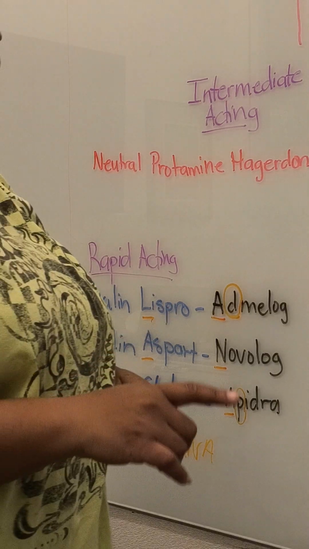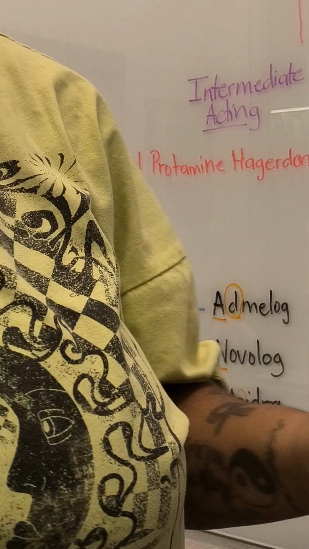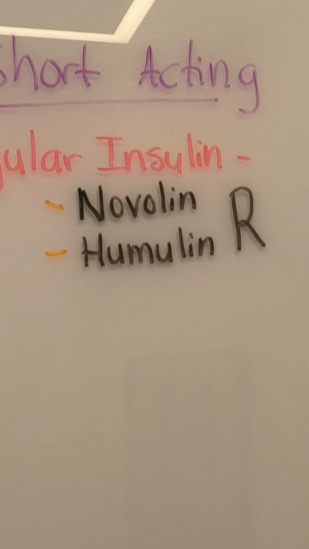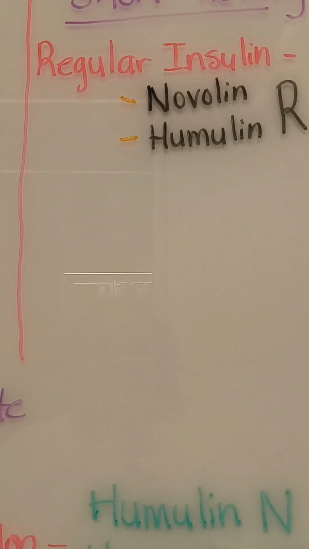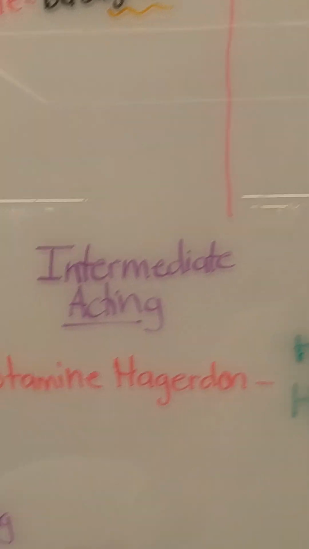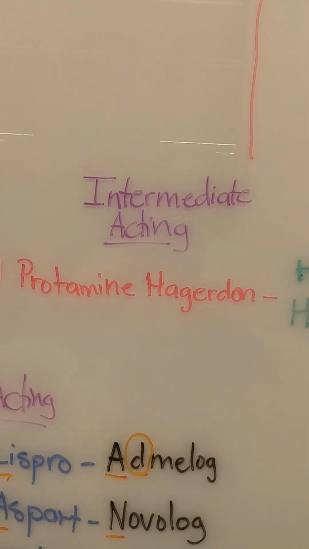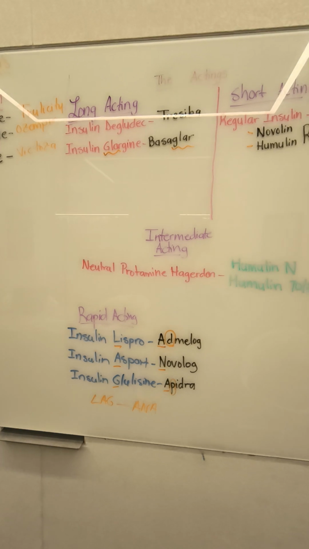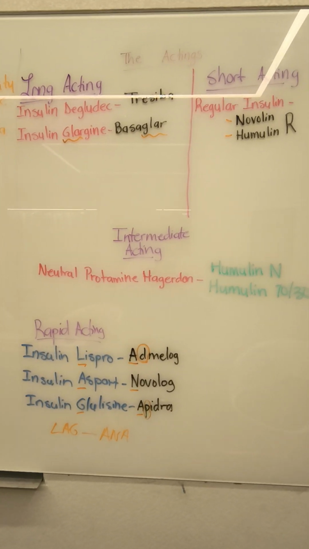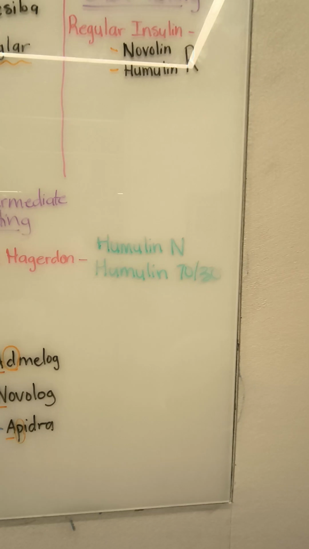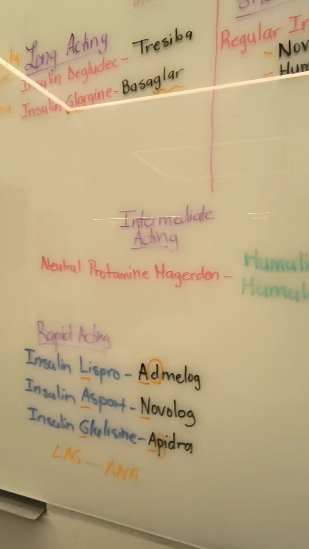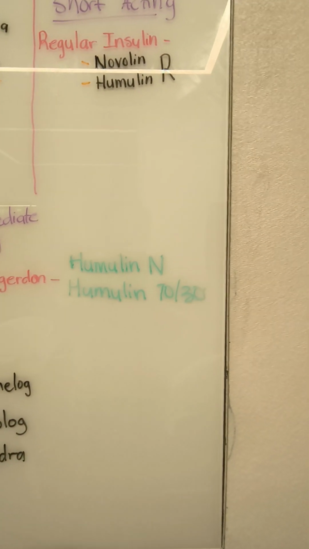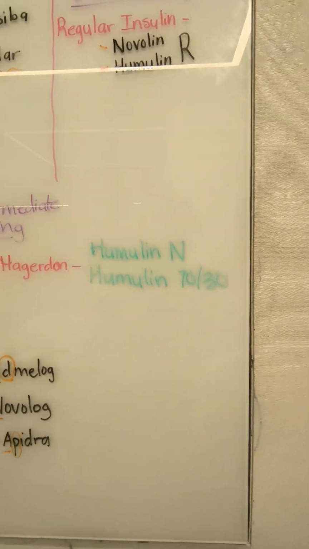I have one short-acting insulin and it has two brand names. The first brand name is Novolin R. The second brand name is Humulin R. Regular insulin is a short-acting insulin. Neutral protamine hagedorn is a generic name for my intermediate acting insulin. Its brand names are Humulin N or Humulin 70 over 30. Intermediate acting is Humulin N, is also Humulin 70 over 30.